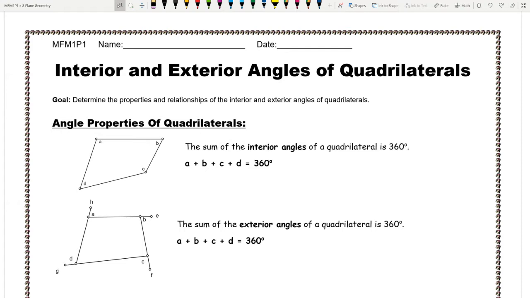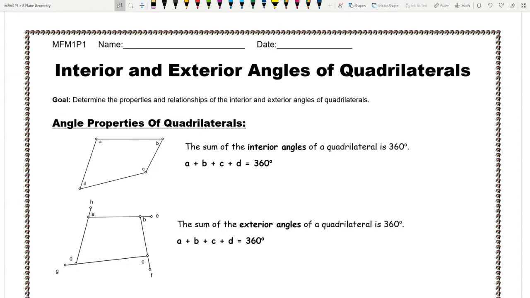The sum of the interior angles of a quadrilateral is 360 degrees. What that means is the angles which you can see inside that quadrilateral on the screen labeled A, B, C, and D, if added up, will equal 360 degrees. And this is true no matter the shape of the quadrilateral. If the shape has four straight sides and it's two-dimensional, the sum of the interior angles of that shape will be 360 degrees.